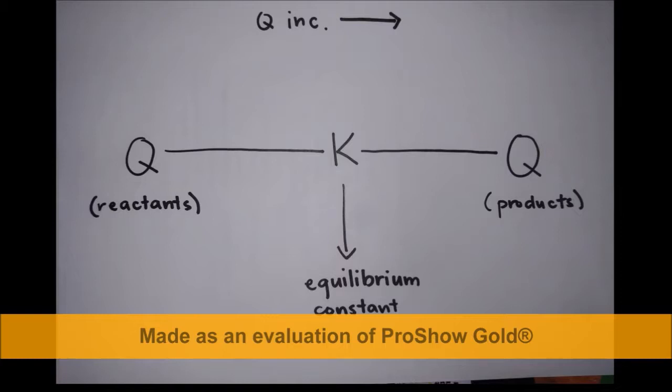Q is increasing from left to right. So if Q is less than K, it must move forward to achieve the value of K. If Q is greater than K, then it must move backwards so that it can achieve the value of K.